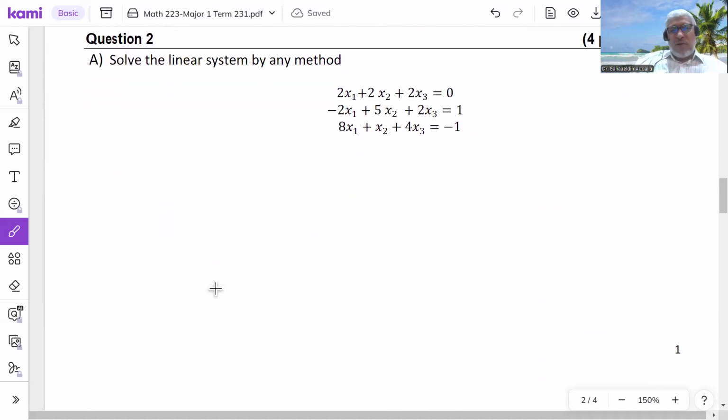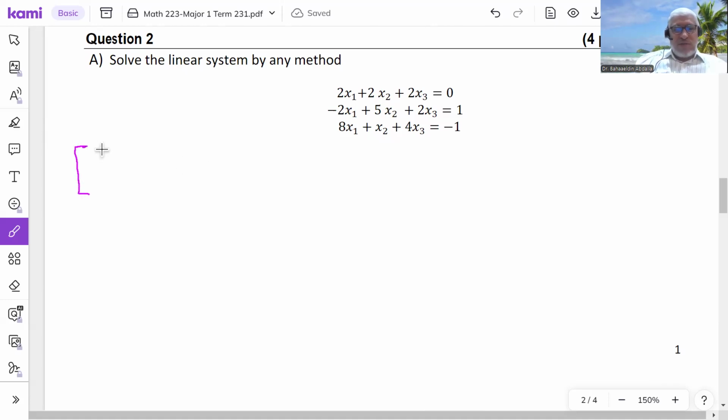Solve the linear system by any method. The general method is Gaussian elimination or Gauss-Jordan. I don't know whether this system has one solution, infinitely many solutions, or no solution. I can check by calculator, and I guess if you check by calculator, you will find a math error or something. So it will not give you a solution. Then we don't know whether it has no solution or infinitely many solutions. So I'll immediately use the Gaussian elimination method.